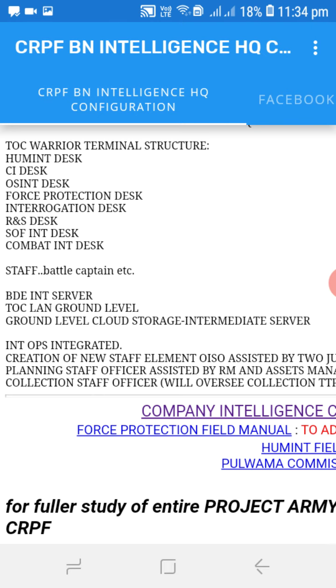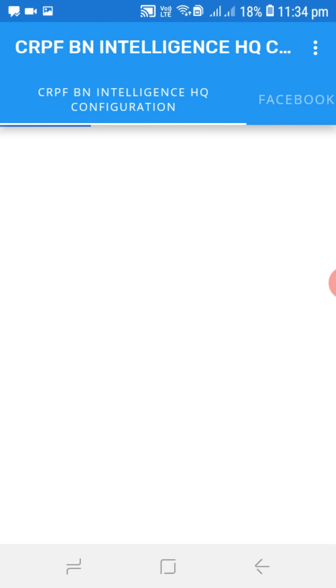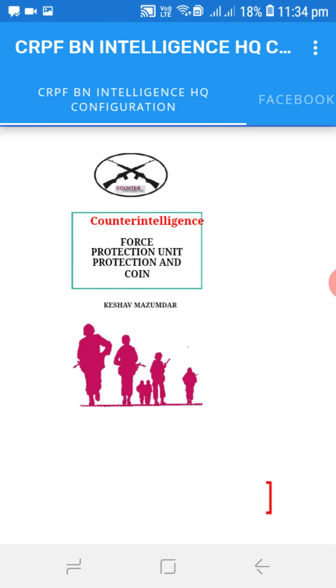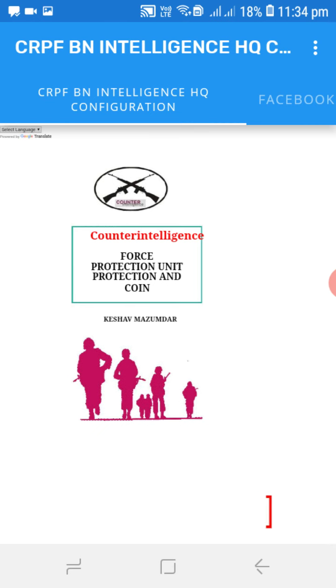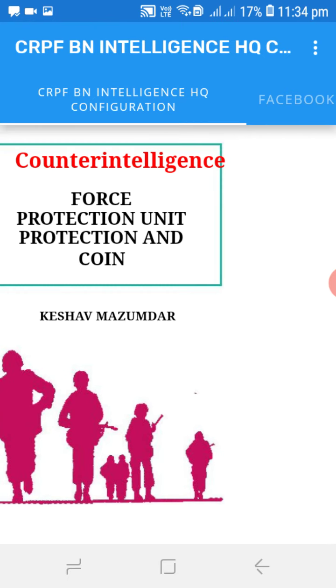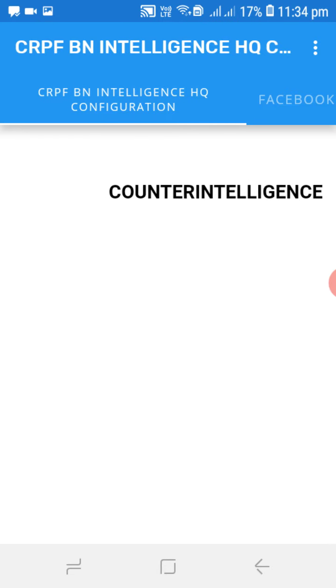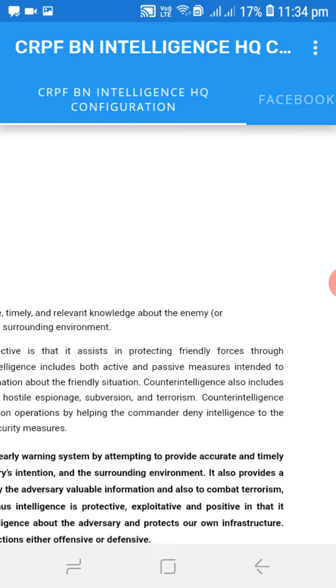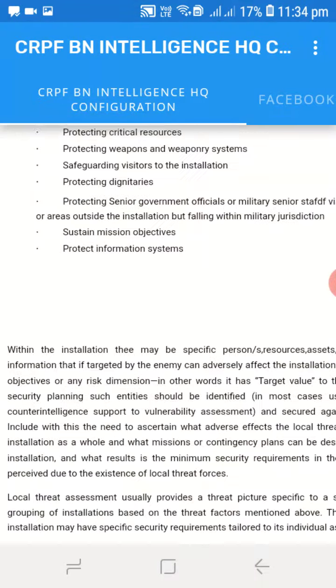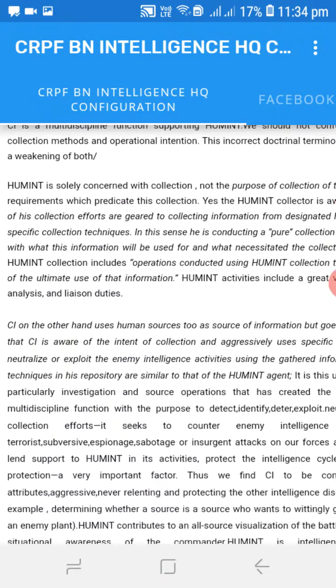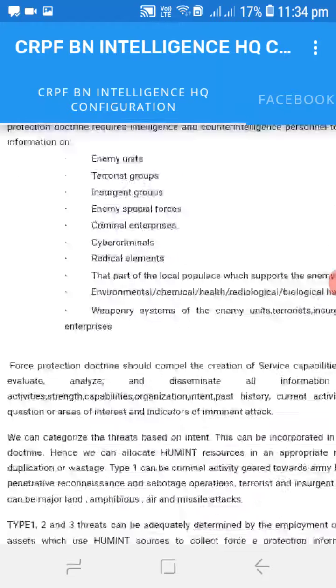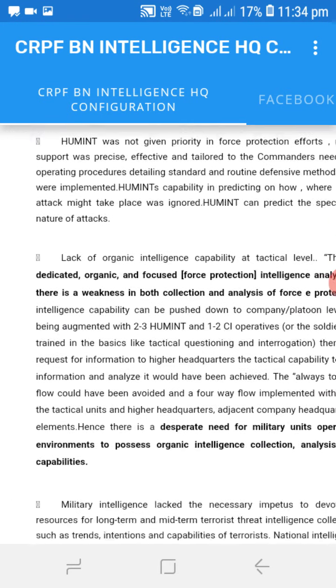This was a force protection field manual. I wrote this completely with the current crisis in India in mind, the force protection crisis in India, and how that can be solved using the organic intelligence platoons and counterintelligence. And this is something which has been ignored very badly in India. Pulwama, Dantewada, all these incidents happened one after another, and it was never addressed.